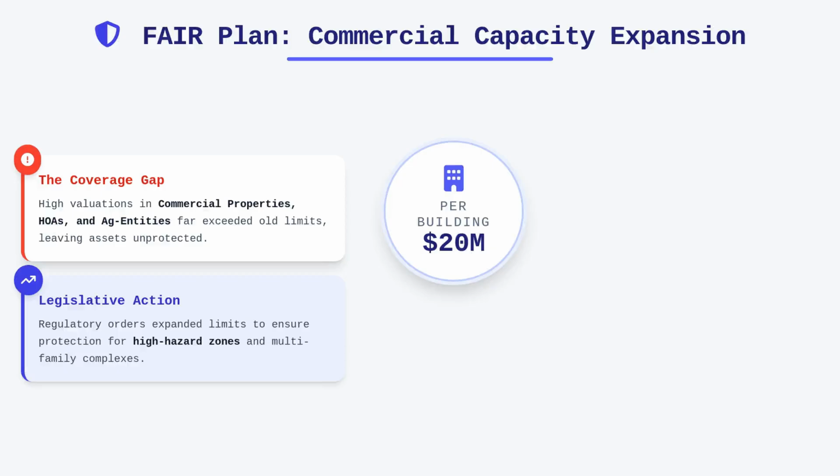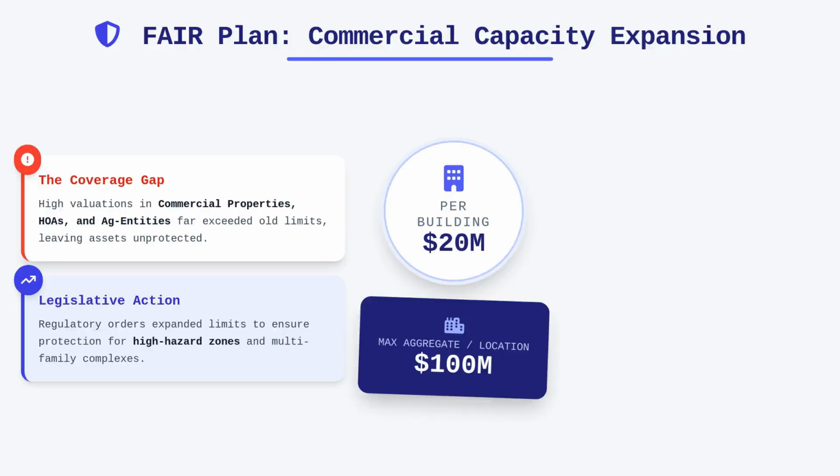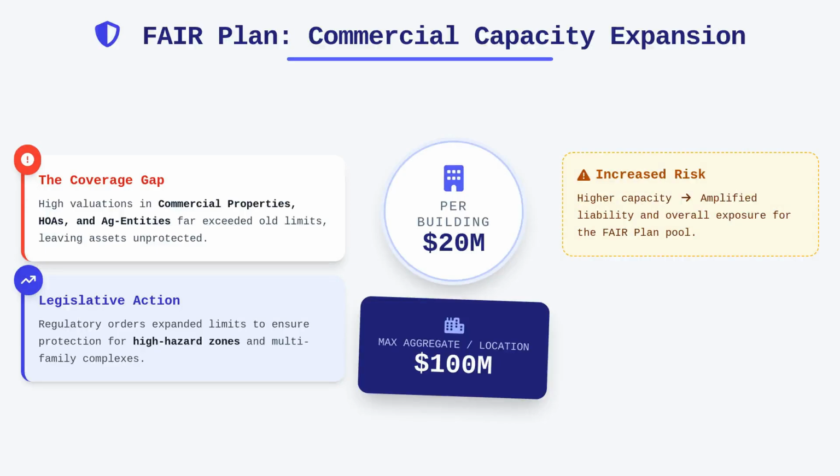The current framework allows for commercial coverage limits of $20 million per building, with a maximum aggregate limit of up to $100 million per location. This massive expansion ensures that large-scale commercial structures and multifamily residential complexes in high-hazard zones can still access basic property protection. However, this increased capacity also amplifies the overall liability and potential exposure of the FAIR Plan pool.